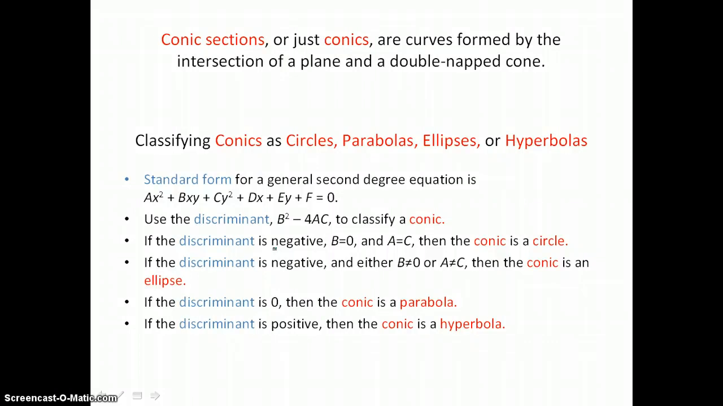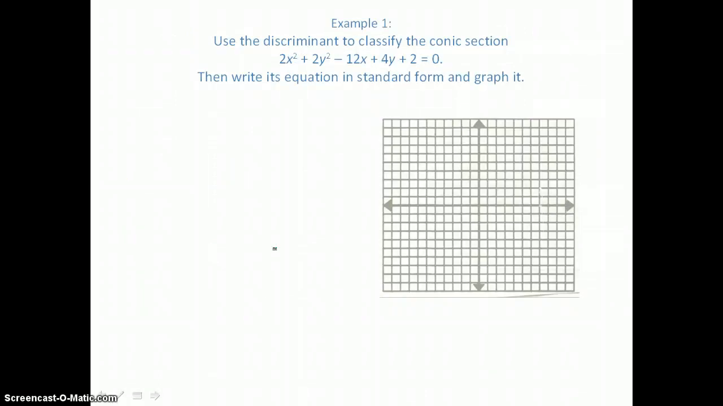If the discriminant is negative and either b does not equal 0 or a does not equal c, then the conic is an ellipse. If the discriminant is 0, the conic is a parabola, and if the discriminant is positive, the conic is a hyperbola. So in our first example, we're going to use the discriminant to classify this conic section. We're going to write its equation in standard form and graph it.